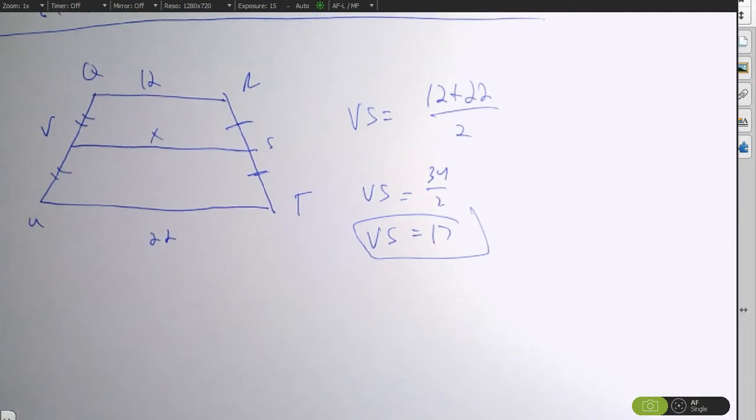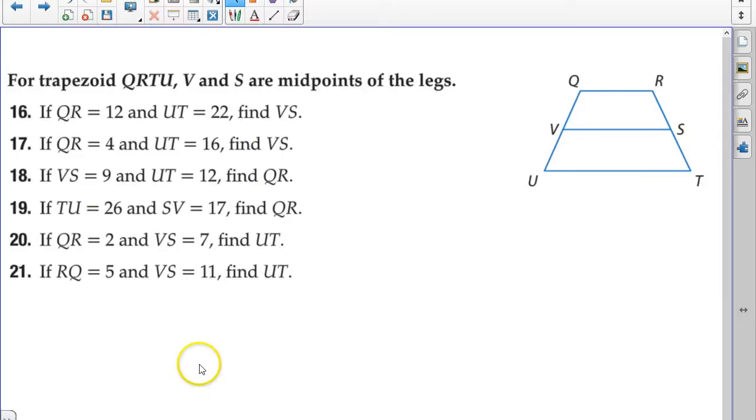Okay, great. Let's see another one of that real quick, if we could sneak it in. Let's see, how about one where we solve for V? We solve for like QR, so like number 18. So number 18, let's use the same drawing. Number 18, you know this time that VS is 9. You know that UT is 12. The question is, what is QR? So I'll call that X.